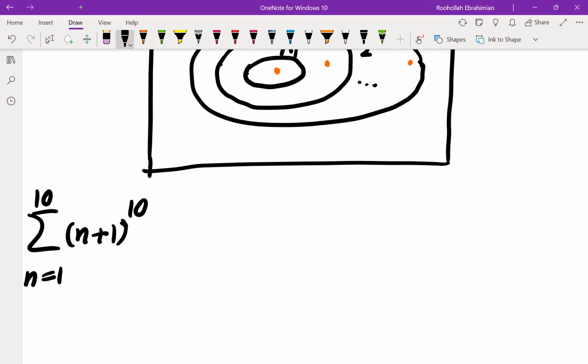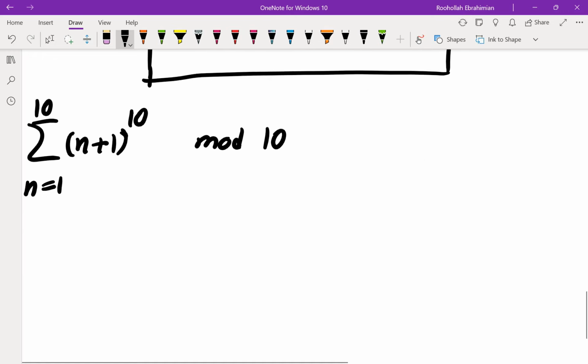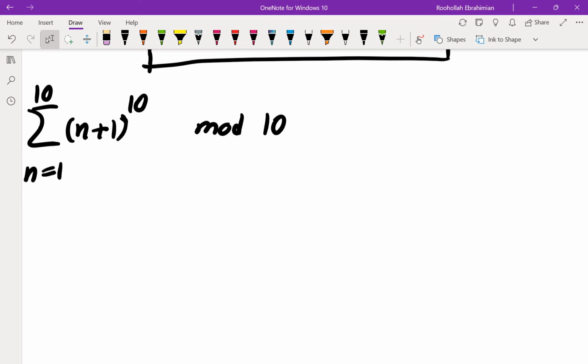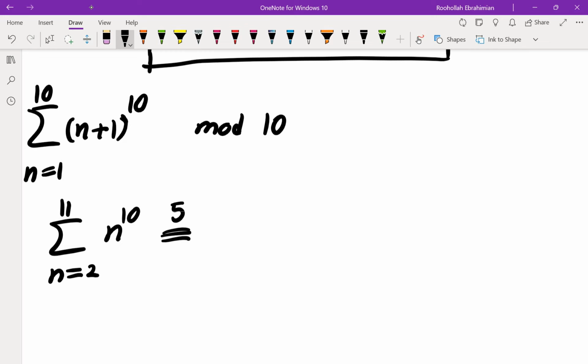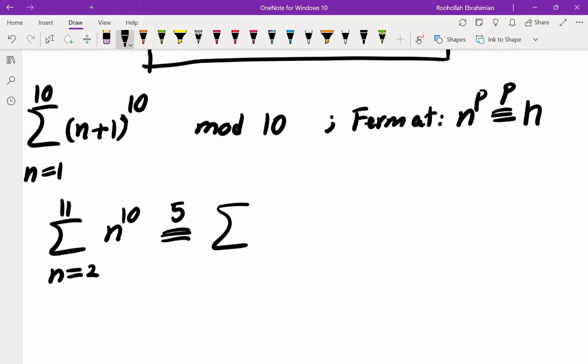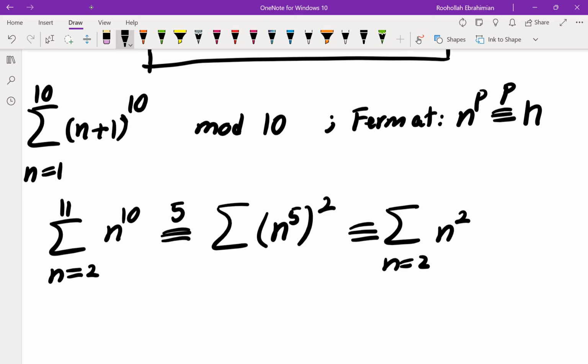Now, we are trying to find this one mod 10. If you're trying to find something mod 10, you need to find it mod 2 and mod 5. Let's find out what this is mod 5. So I can rewrite this as the sum from n equals 2 to 11 of n to the power of 10. When I write this down mod 5, I will get n to the power of 5 is the same as n by Fermat's little theorem. So Fermat's little theorem tells us that n to the p is n mod p for every prime p. So this is going to be n to the 5th squared, which is just n squared, summed from n equals 2 to 11.